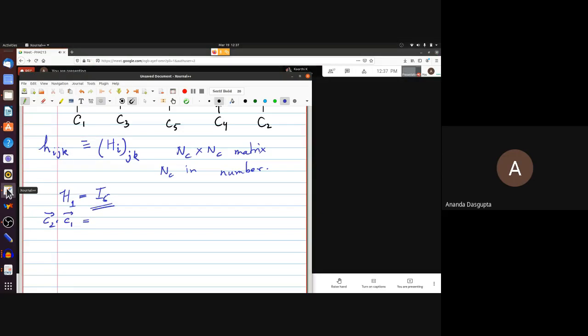Anyway, so we have this. What we need to do is calculate C2 dot C1, which is of course C2, and that immediately tells me that H2 is a 5 by 5 matrix. What will the first row be? Can anybody tell me that? This is H21K. So what is the first row going to be? Zero, 1, then 0, 0, 0.